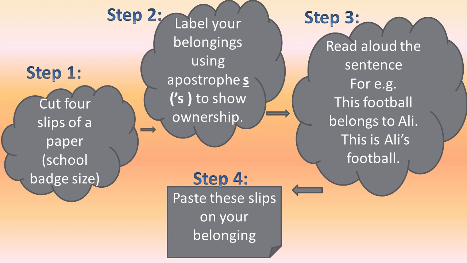So we would repeat. Step 1. Cut 4 slips of paper, probably of school badge size. Step 2. Label your belongings using apostrophe s to show ownership. Step 3. Read aloud the sentence. For example, this football belongs to Ali. This is Ali's football. Step 4. Paste these slips on your belongings.